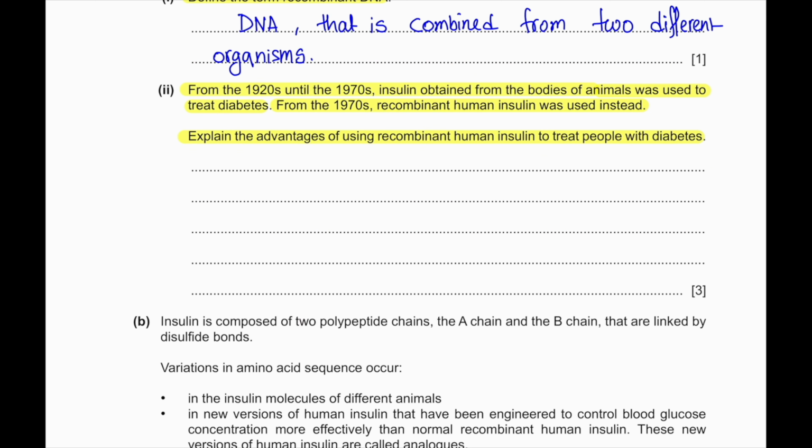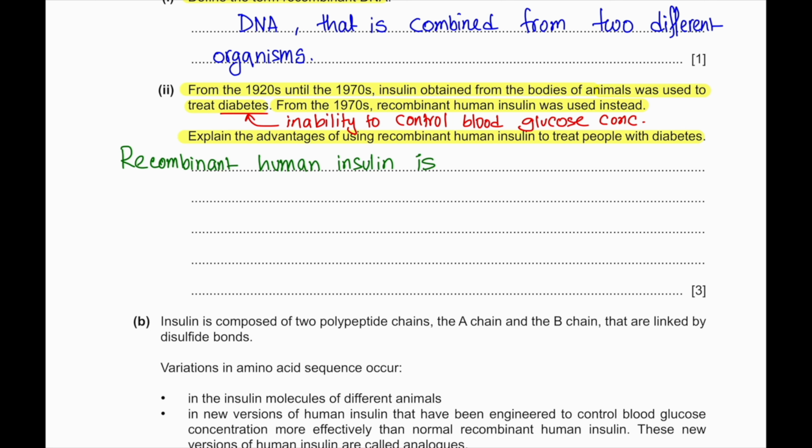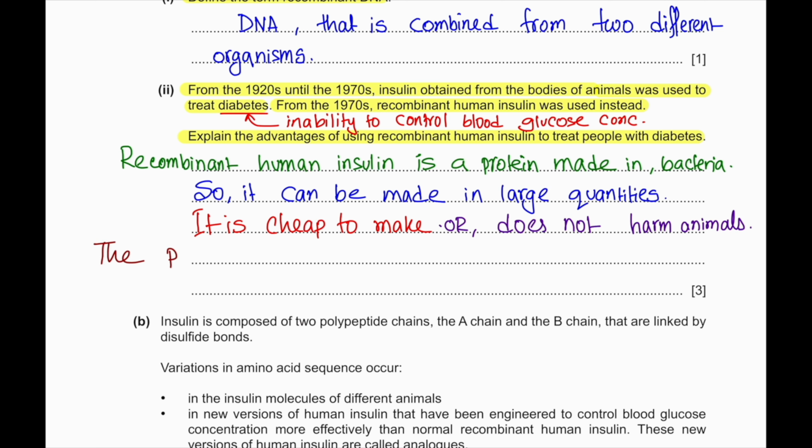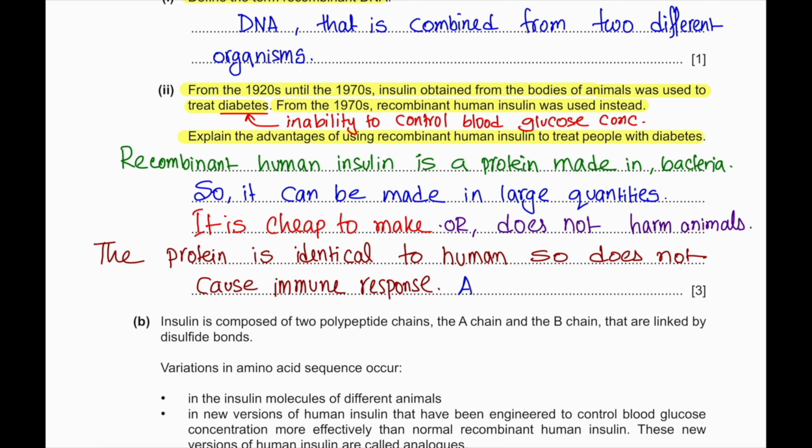When a person has diabetes, the person has an inability to control their blood glucose concentration. So the advantages of recombinant human insulin can be written as follows. Recombinant human insulin is a protein that is made in bacteria. Now this is the opening statement. It does not provide any mark. So it can be made in larger quantities. It is cheap to make, or we can say it does not harm animals. Now the other points that we can say is that the protein is identical to human, so does not cause immune response, or we can say it can act more rapidly.